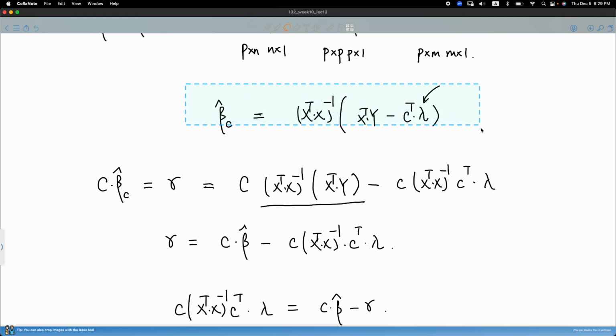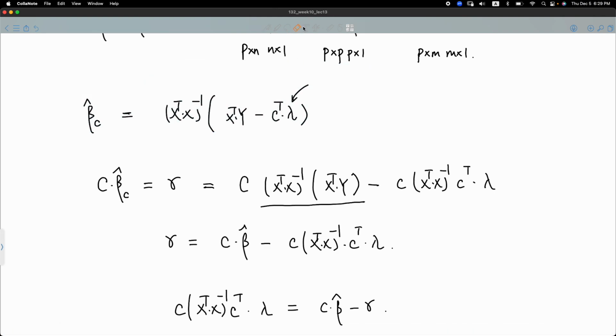maybe let me give one more transformation for this one. So here let me also expand this as the beta hat without the constraint, because x transpose x inverse x transpose y is the beta hat, and then minus the x transpose x inverse c transpose lambda. So now I'm going to plug in the solution that we found for lambda in here, and then the right hand side for your solution of beta hat with a subscript c will no longer involve anything that you don't know.